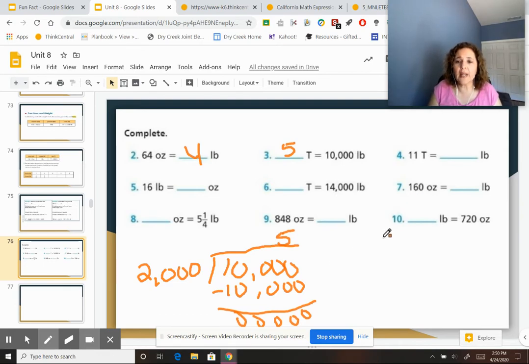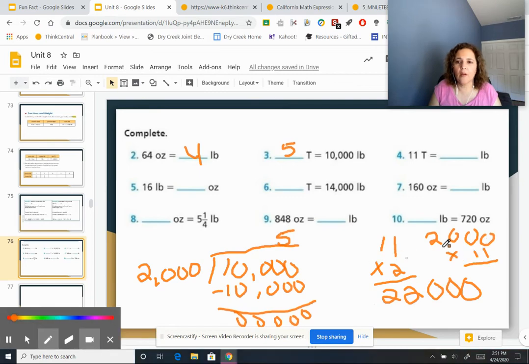Okay, so 11 times 2,000, I can ignore the zeros in my 2,000. I can simply do 11 times 2, and that's going to give me 22. And then I need to add my 3 zeros from my 2,000. Or you could have done 2,000 times 11. Either way, I like taking shortcuts. Ignore those. 11 times 2 is 22. Add my zeros for 22,000.